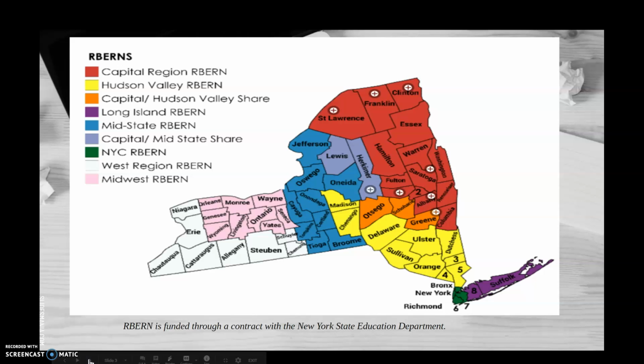So, also, RBIRNs are all over New York State. As you can see, there's an RBIRN associated with each part of New York State. Our RBIRN, the capital region, goes all the way from Columbia-Greene County up to the Canadian border. We share the Lewis-Herkimer region and the Otsego-Schoharie-Green region. But we are friendly. Feel free to reach out.